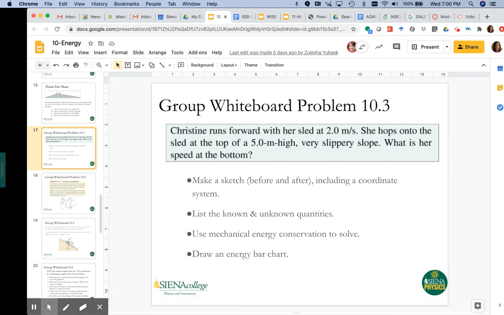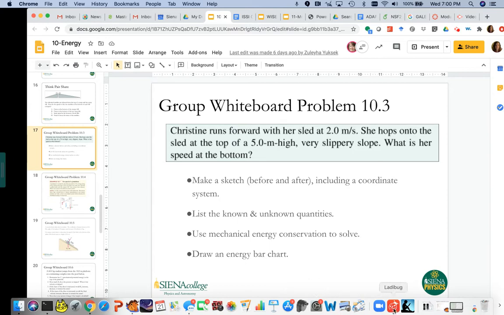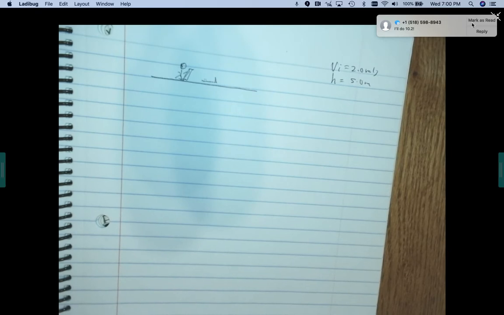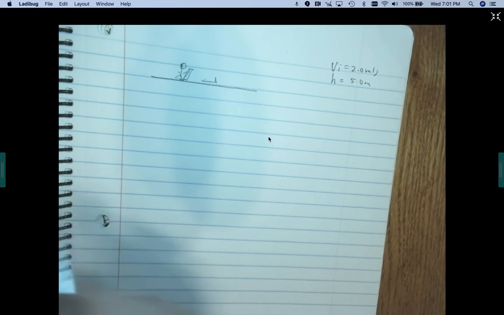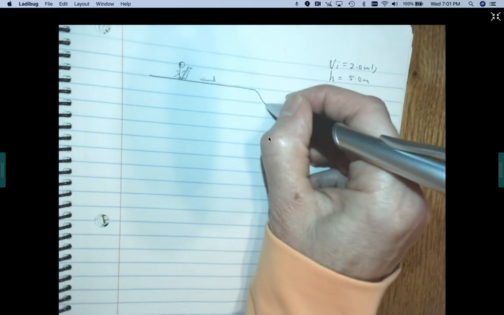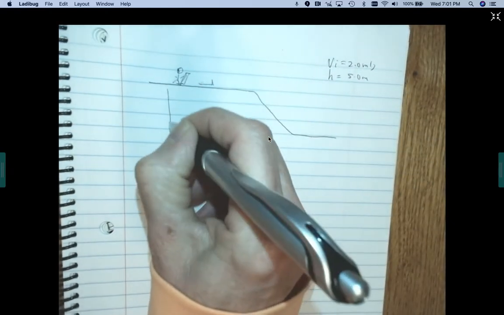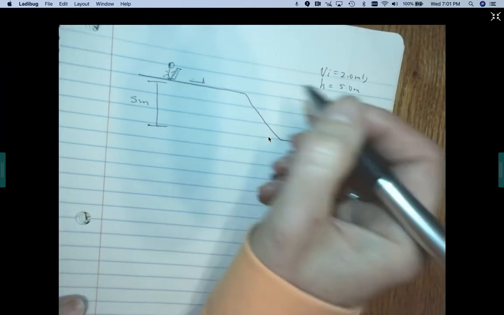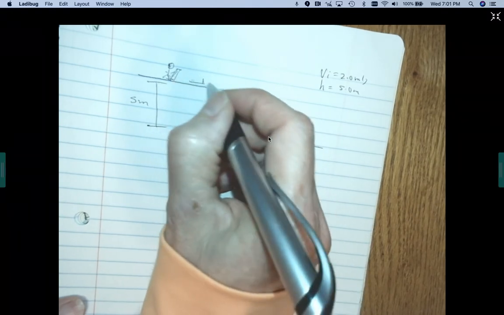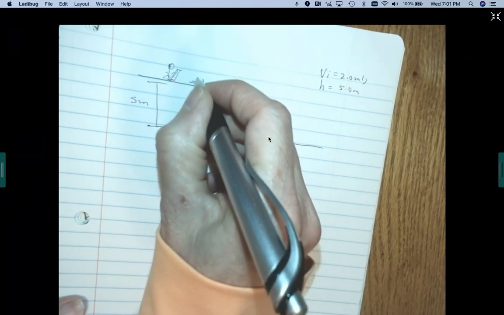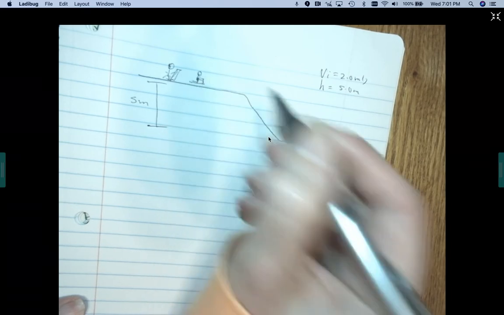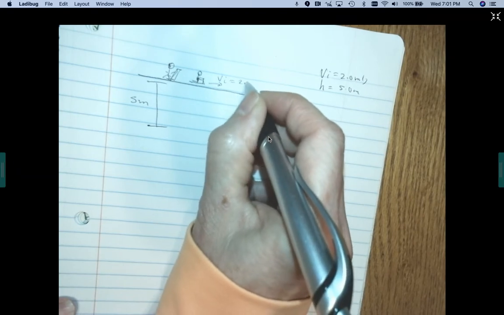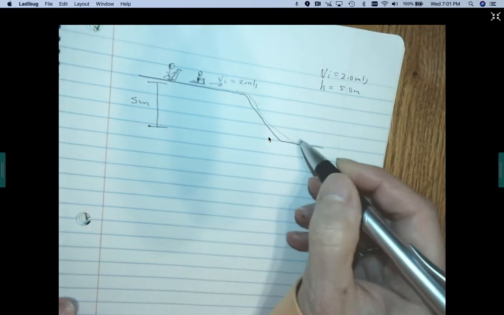Okay, so here we go. There is Christine. Dr. McColgan's helped me solve these. So we have our sled and we're going to go down a hill. Our height is 5 meters. And so there's Christine running with her sled and then she hops on. So we're going to be kneeling, right? Holding on tight. So she's moving with a speed of the initial 2 meters per second. Then she's going to go boom down to the bottom.